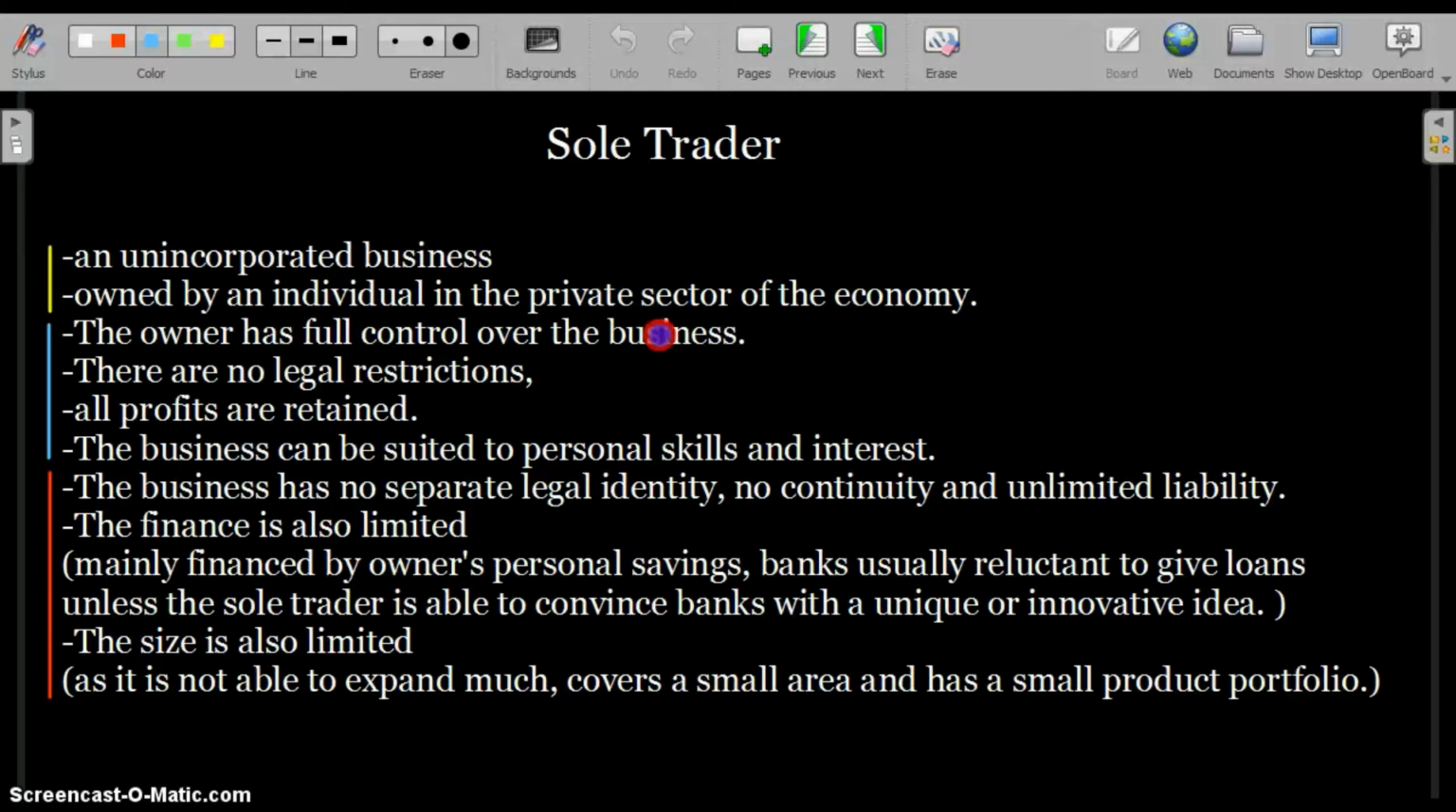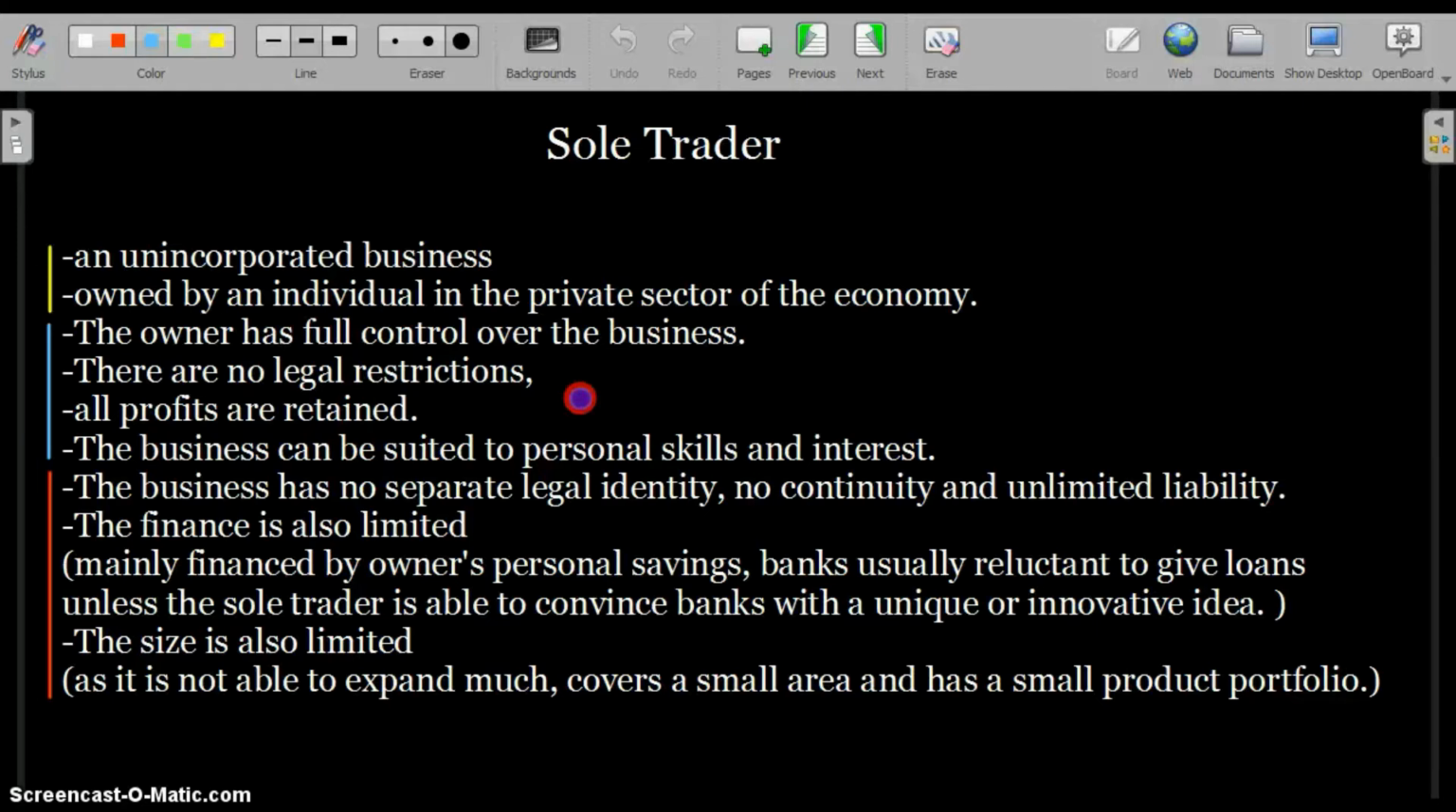The owner has full control over the business. Since there are no other owners, there's only one owner, so they have full control over the business. However they want to run it, whatever they want to invest in or something like that, the shop layout and stuff like that. There are no legal restrictions. You don't have to do some legal formalities like the big companies do. You don't have to be responsible to anyone. You don't have to be responsible to the shareholders or your partners, because you are the only owner. There are no other people, so there are no legal restrictions as well.